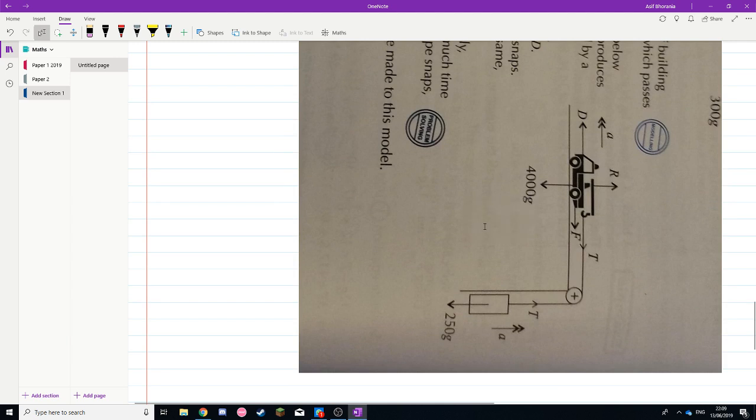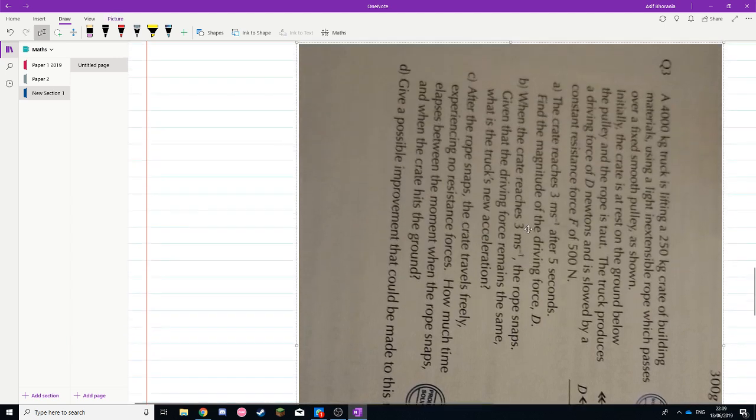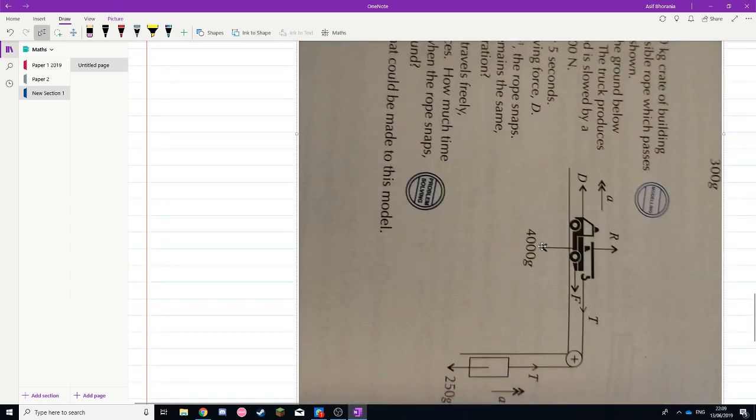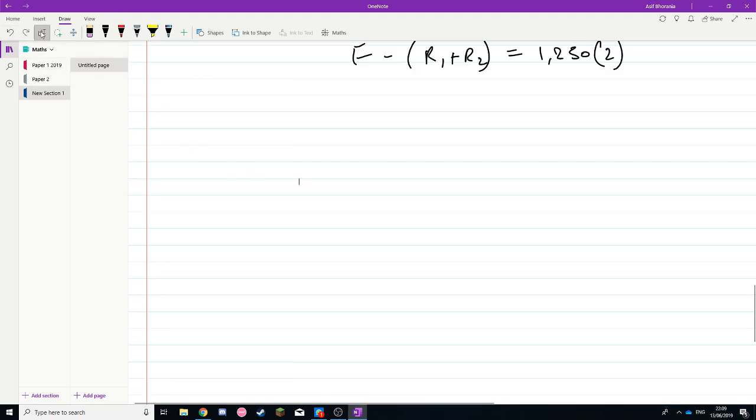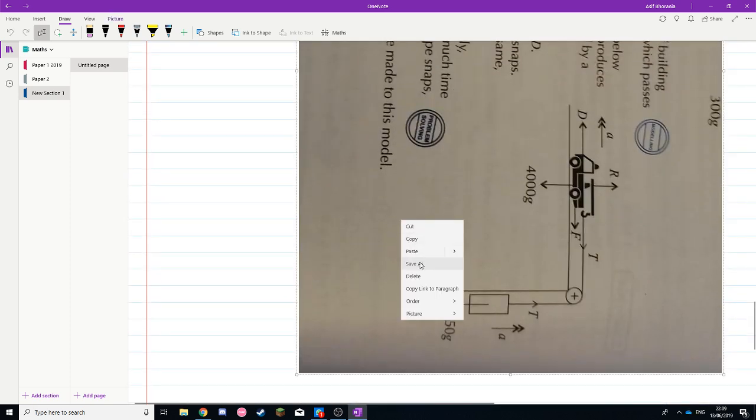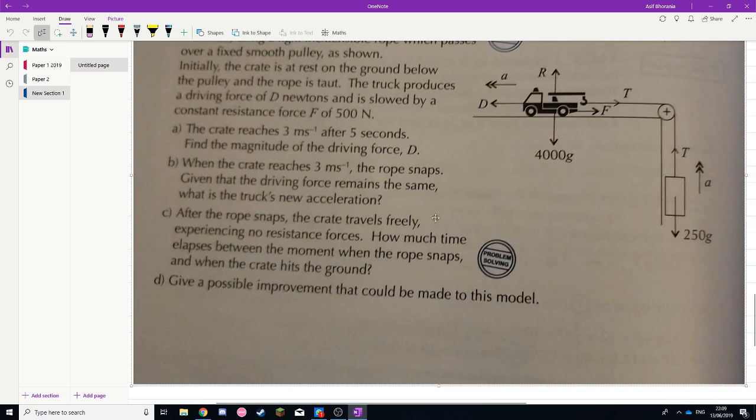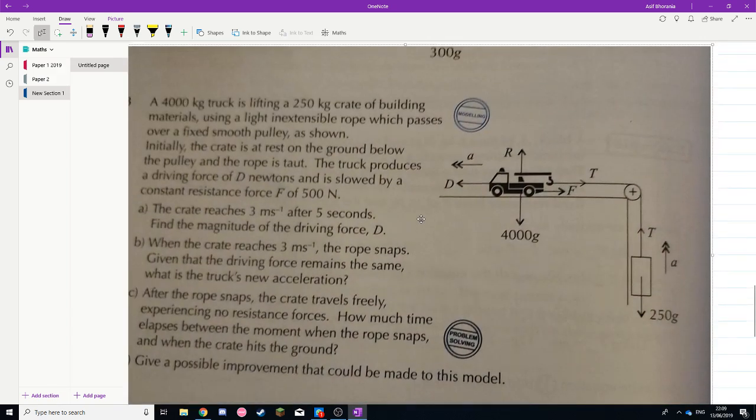Oh crap, that's mad. That's big. I don't know how to rotate. Damn it. This? No, no. Rotate, rotate picture. Hey, come on. What's this? A truck.